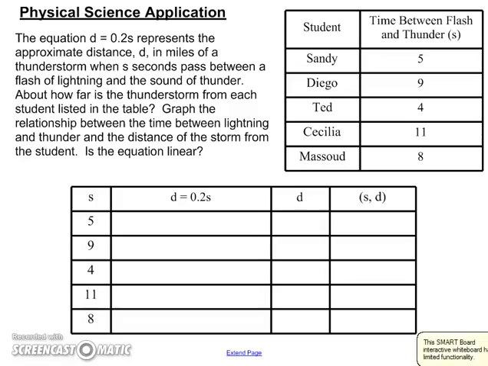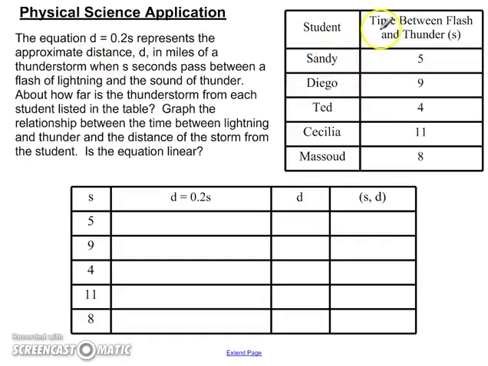All right, so we're going to test now in a physical science application. What we have here is an equation that calculates the distance that a thunderstorm is away based on the time between the flash and the sound of the thunder. Okay, and that's what this up here is. I'll let you read that for yourself.